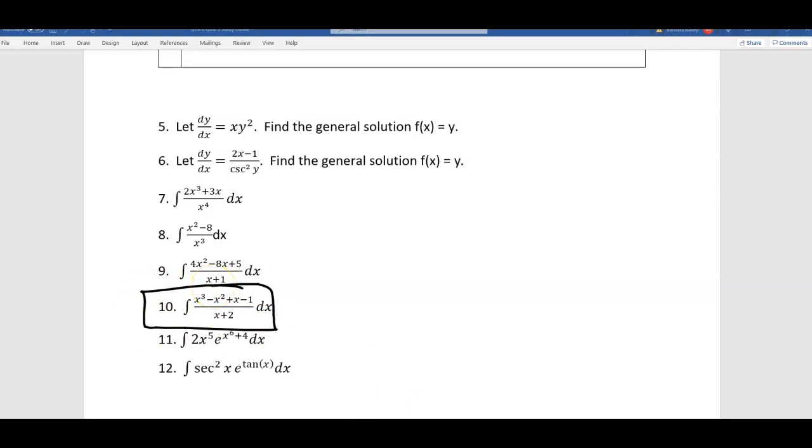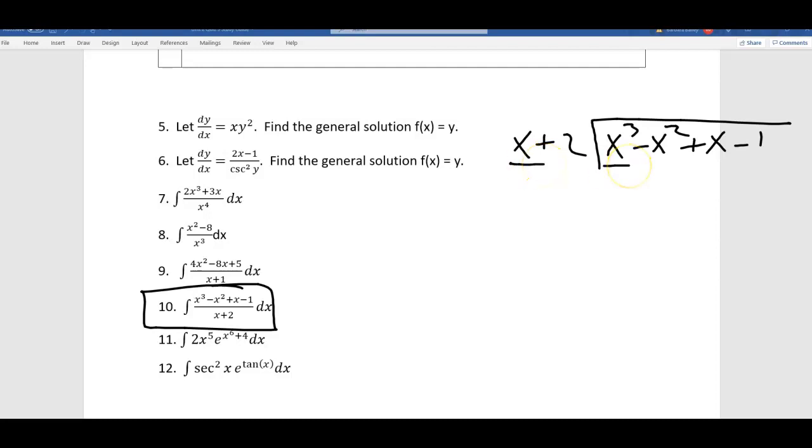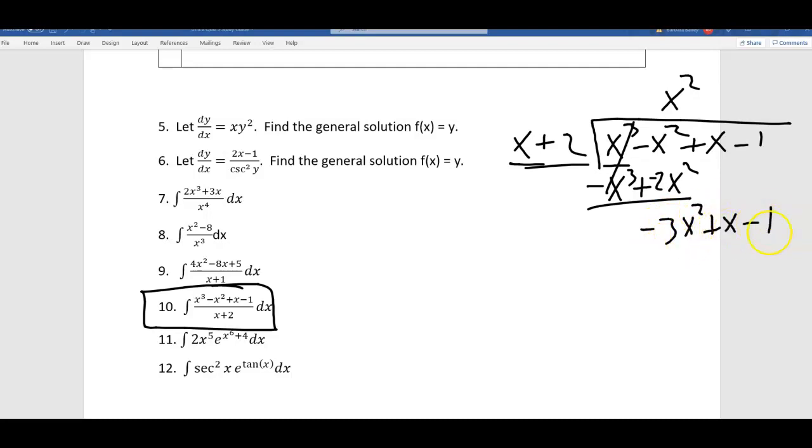So these are the kinds where you want to be doing some long division. So we have x cubed minus x squared plus x minus 1, and then x plus 2 on the outside here. All right, so x times x squared will give me x cubed, so I know that x squared is going to go here. And I'm going to multiply that times both of those to get x cubed plus 2x squared. Then I'm going to subtract those. Those cancel, leave me with 3x squared plus x minus 1.